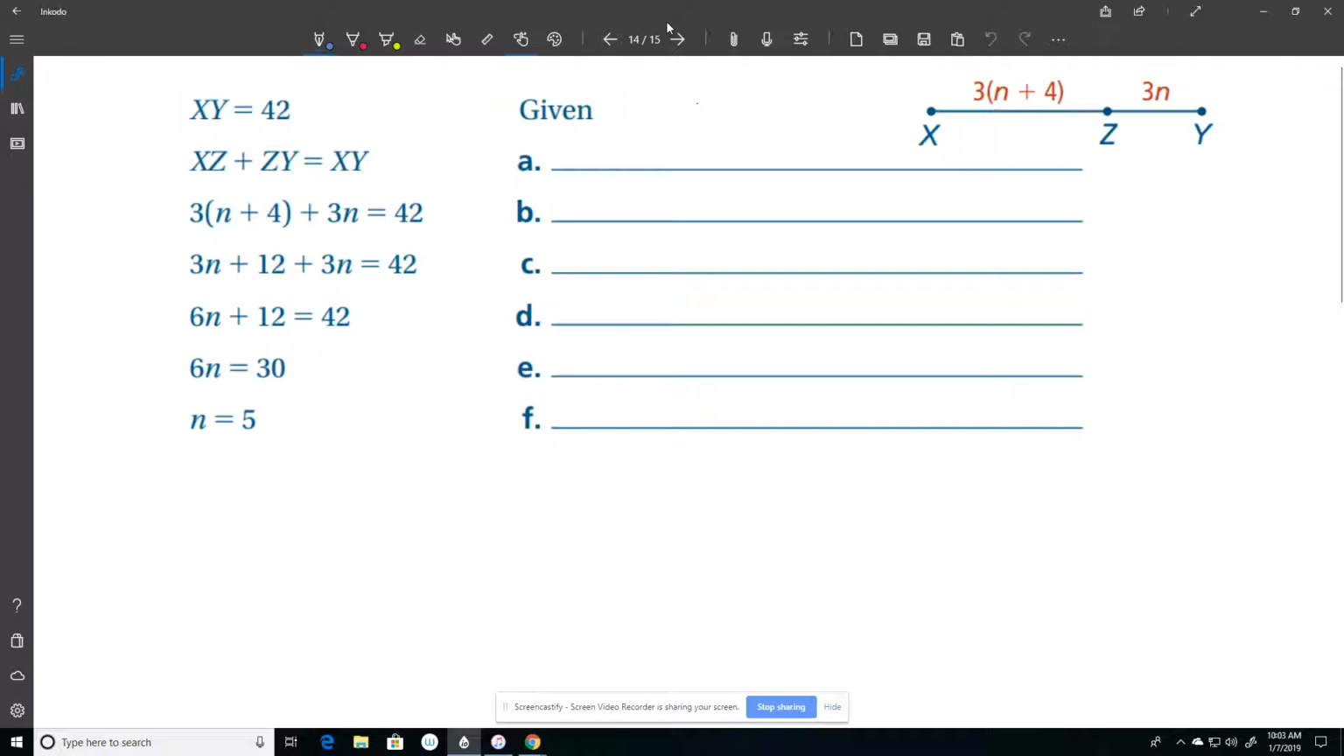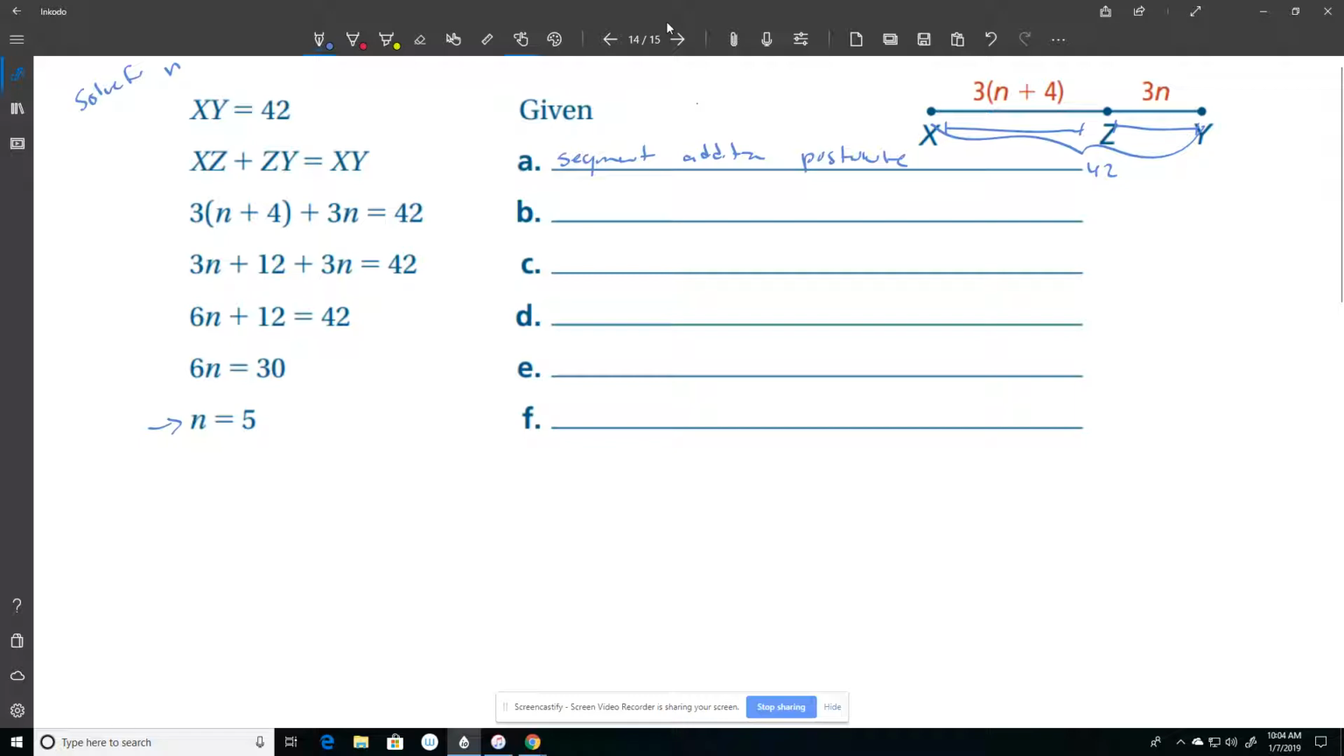Well, let's look at this one. If we're given that XY equals 42, so this whole length right here is equal to 42. That's the given. And it wants us to solve for n. It wants us to get to this point, so we're trying to get n by itself. So from here, it tells us that XZ plus ZY, so this segment plus this segment is equal to the big one, which is true. That was the segment addition postulate. I can take the two segments and add them together to get the whole thing.